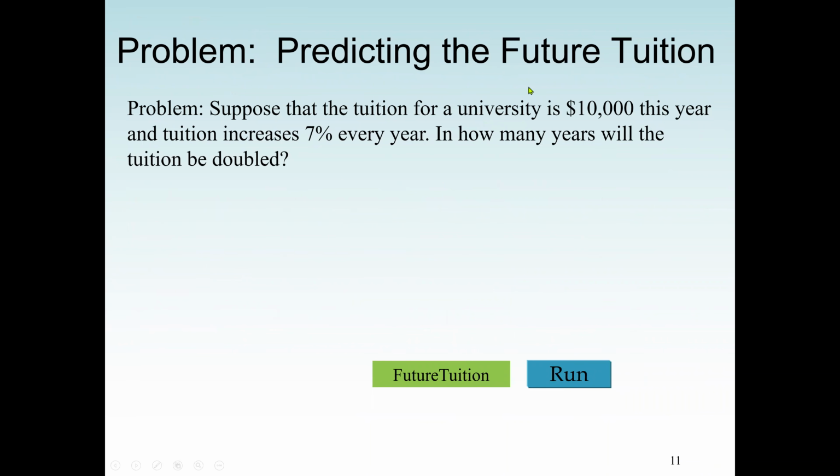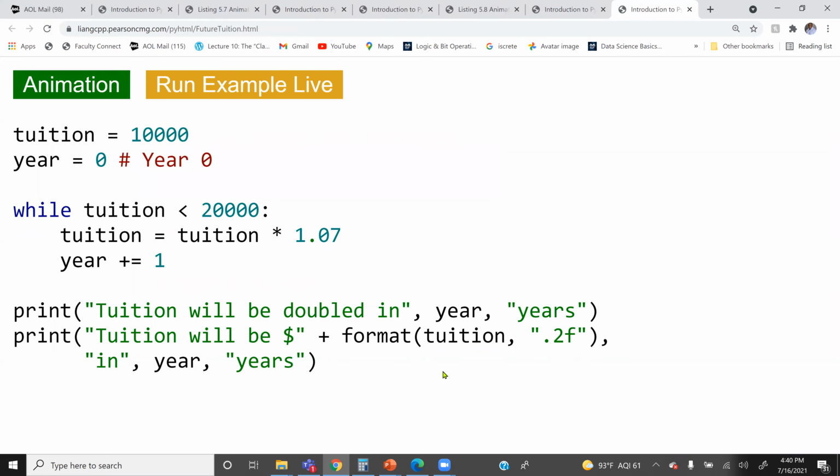So we have another program to predict a future tuition using a loop also. So let's see that program. Here also we are using a while loop. For example, we know the tuition for this year is 10,000. But we know that the tuition will be increased every year by 7%. So we say while the tuition is less than 20,000, we multiply the tuition by 1.07, then we increment the year by 1.